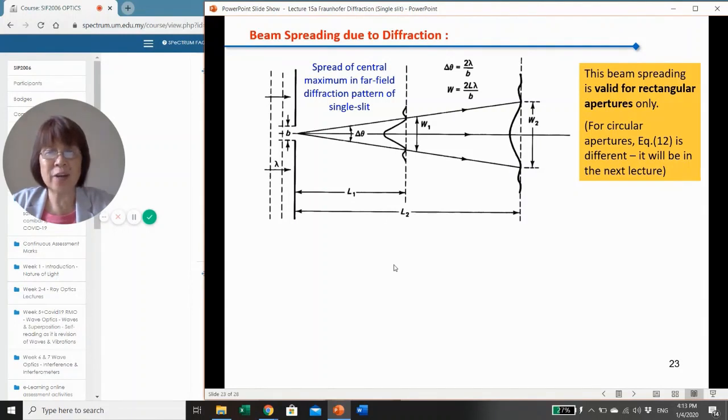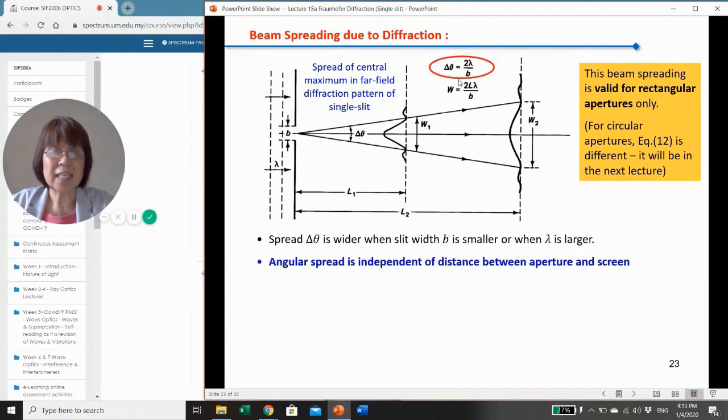So looking at this diagram here, and looking at this expression for the angular spread, if lambda is larger, the angle will be larger, right? Or if b is smaller, that is the slit width is smaller, delta theta also would be larger. So in other words, the spread will be wider when the slit width is smaller, or when you use a longer wavelength, that means red light compared to blue light.